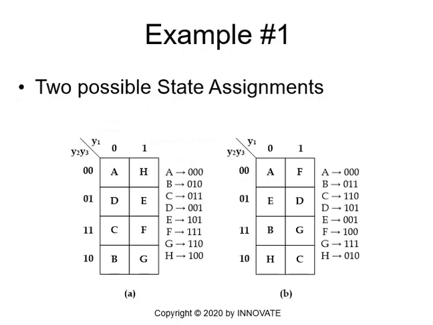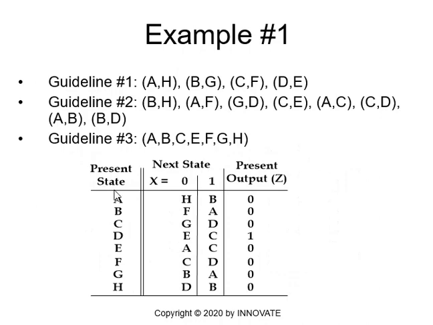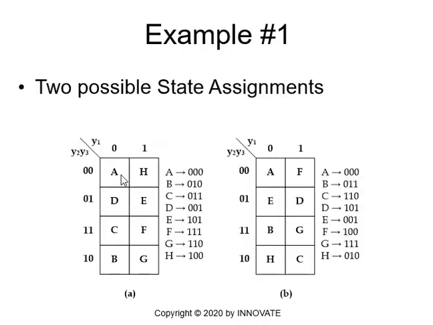How about guideline number 3? Guideline number 3 covers A, B, C, E, F, G, H. The only state we don't need is D. So A, B, C, and all of them are adjacent. We can establish adjacency because we have 7 of them, and only D we can exclude. So we can say guideline number 3 is fully met. So this is one possible state assignment.